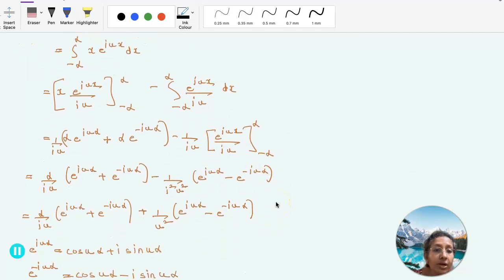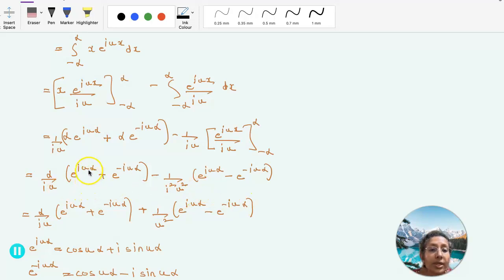So this is alpha by iu, e raised to iu alpha plus e raised to minus iu alpha. This becomes minus 1 by i squared u squared, e raised to iu alpha minus e raised to minus iu alpha. So this is alpha by iu, e raised to iu alpha plus e raised to minus iu alpha. i squared is minus 1, so you get plus 1 by u squared, e raised to iu alpha minus e raised to minus iu alpha.